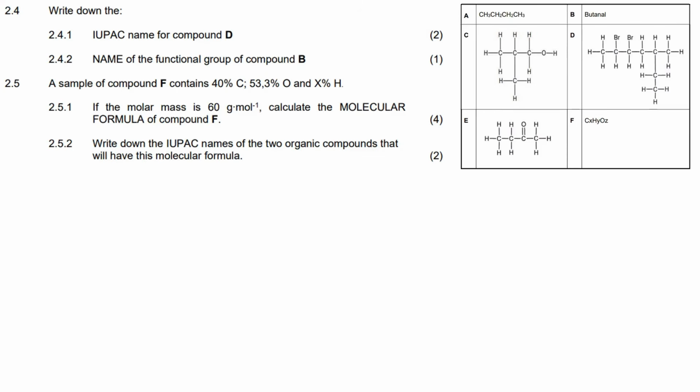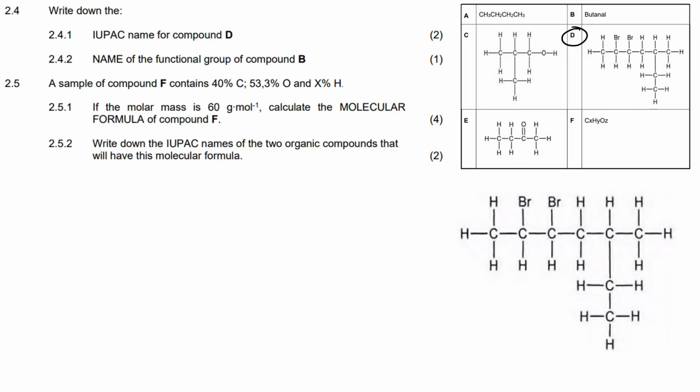Okay, we still have more questions. Write down the IUPAC name for compound D. So here's compound D over here. Step 1, find the longest continuous chain. What is the longest continuous chain? It's the longest chain you can make without lifting your pen off the paper. So I'm going to try this way first. That's 1, 2, 3, 4, 5, 6, 7. Then I want to just try this way. That's only 6. So the longest is going to be 7. 1, 2, 3, 4, 5, 6, 7.